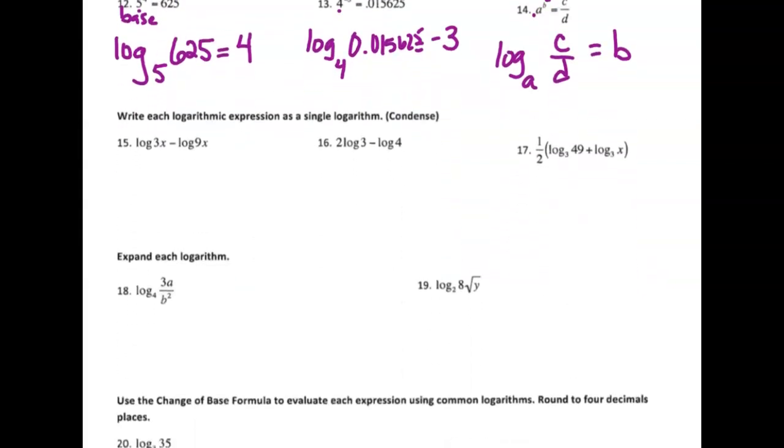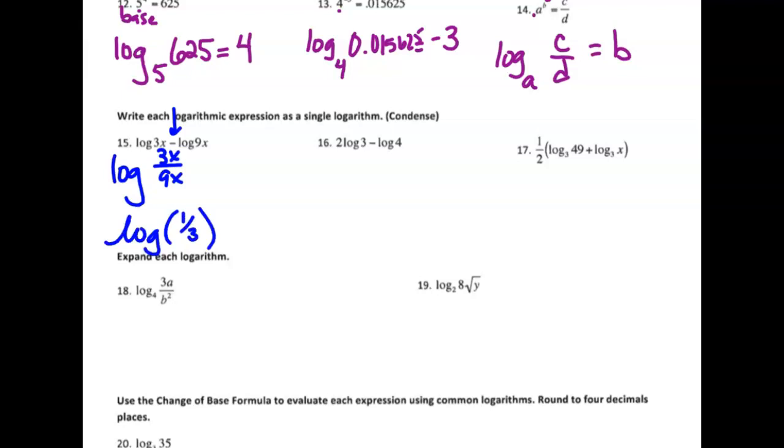Okay, the next set, it says write each logarithmic expression as a single log. That means to condense it down. So the first thing I notice here is a subtraction. Subtraction condenses to division. So we'd have the log of 3x divided by 9x. Remember, when we condense, we're down to a single log. We can reduce this. 3x divided by 9x would just be 1/3. So this would be the common log of 1/3.